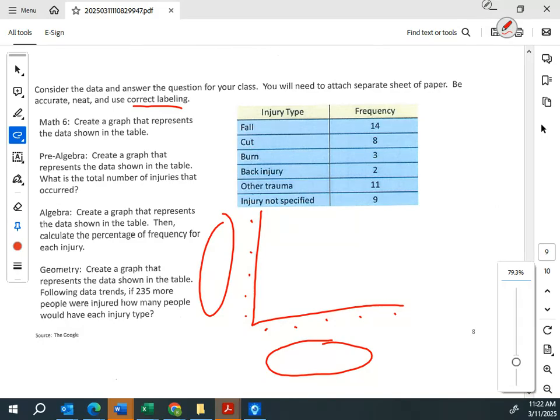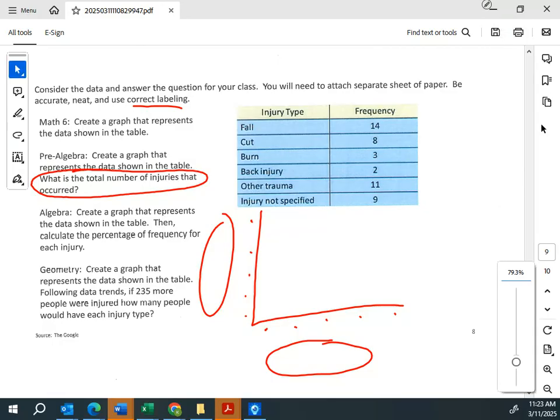What are those? What is that x-axis? What is that y-axis? What are those numbers? What do they stand for? And then don't forget that there is a question. What is the total number of injuries that occurred? Most people are doing bar graphs for this. I've had a few people do a line graph. Bar graphs are the easiest for this, but if you did the line graph, I gave you credit for it.